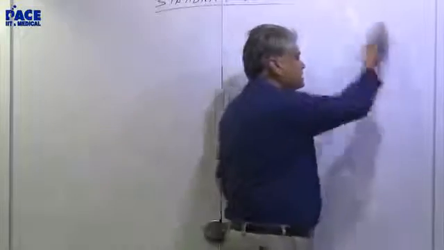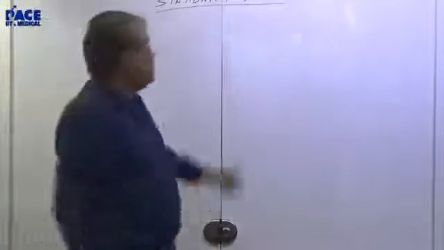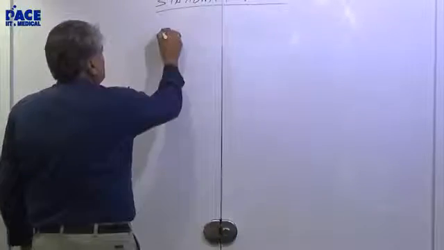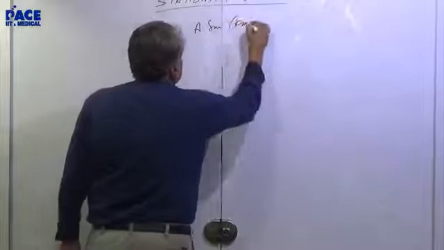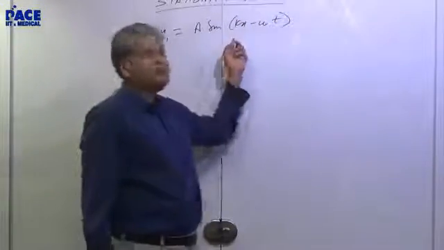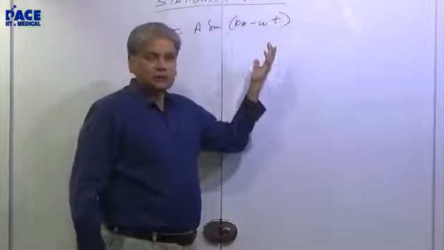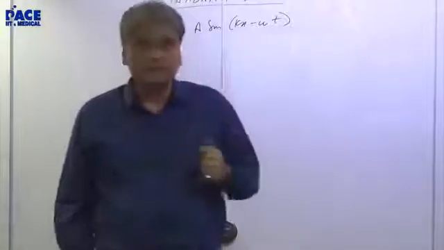So this is the second section out of the 5 sections in which I'll be doing waves. Let us take a wave which is like this: A sine(kx minus omega t). Now I can write omega t minus kx or kx minus omega t. It is the same thing. It's only a question of phase difference. So I'm writing it like that.